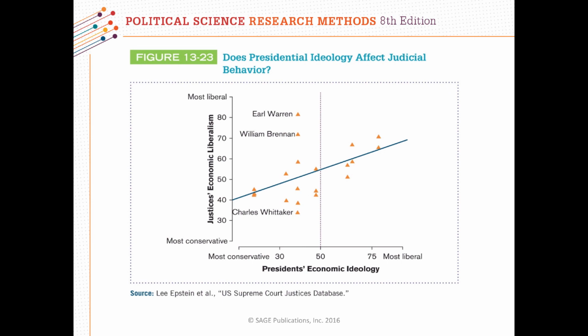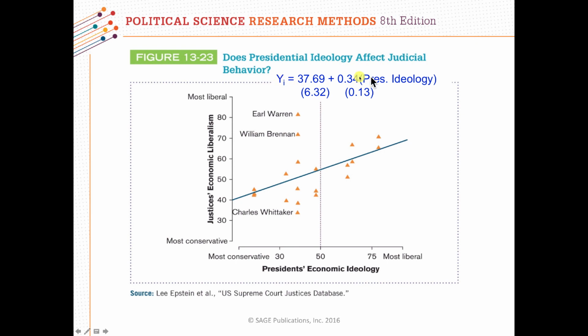Lee Epstein and a few other people have put together a database where they measure the ideology of Supreme Court justices and the ideology of presidents on economic ideology. They measure this from 0 to 100. So they have two continuous interval ratio level variables, and they plot the line here. What we have is a linear regression of that relationship. And so here we go. This would be Y hat actually.